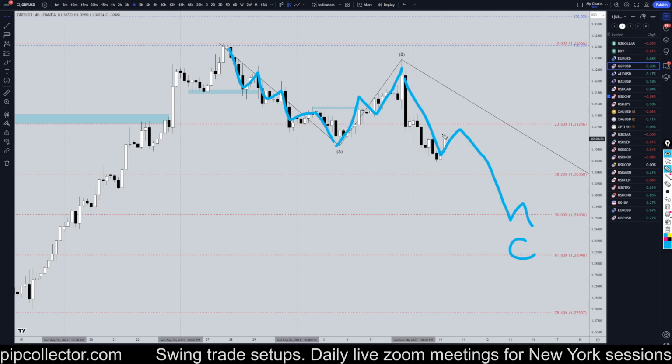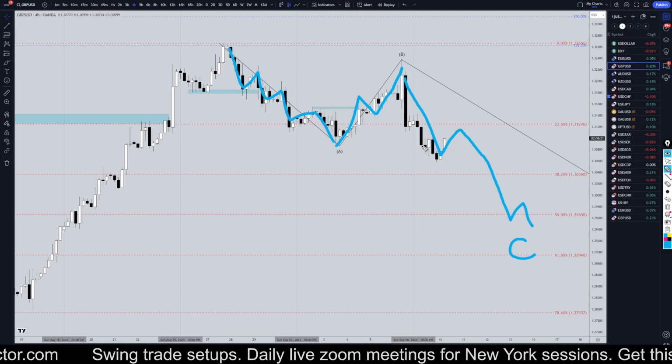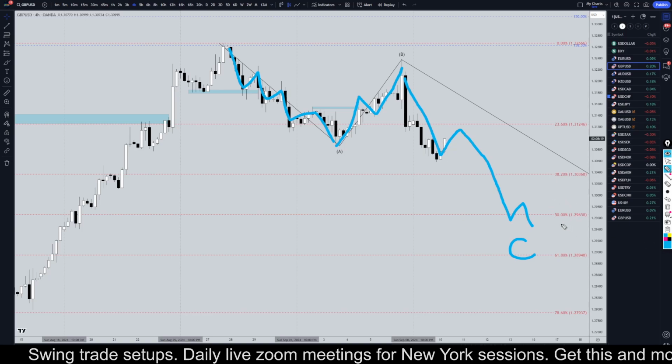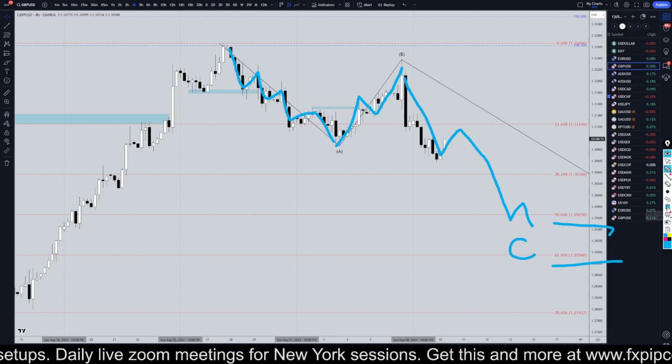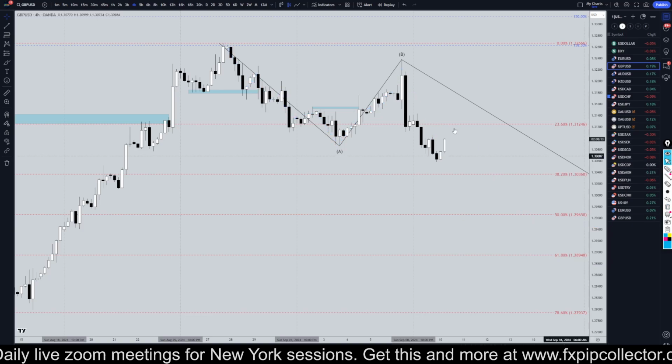So it is definitely going up now, and it probably will drift up for the good part of the day. But I think overall the trend is down, and it will likely continue to go down to at least a 50 or a 61% Fib retracement.